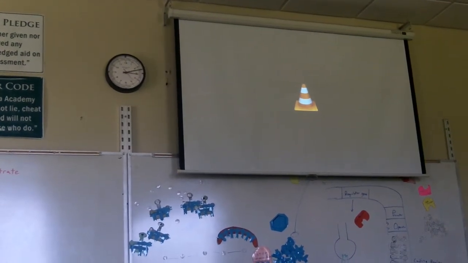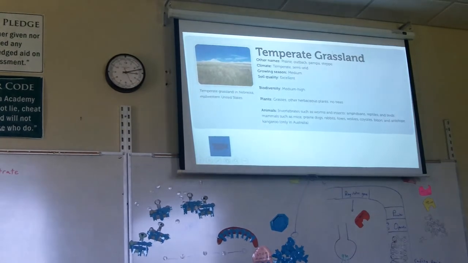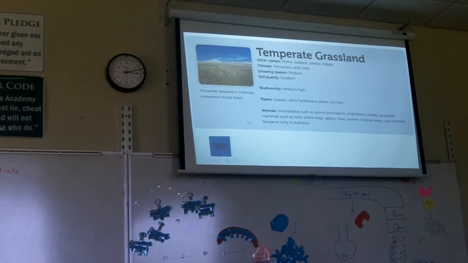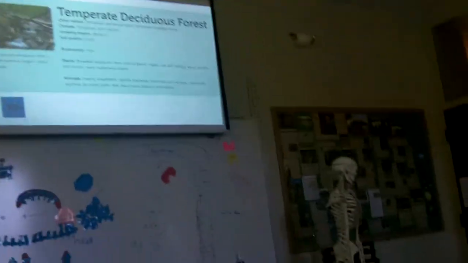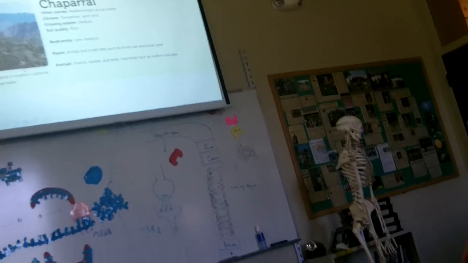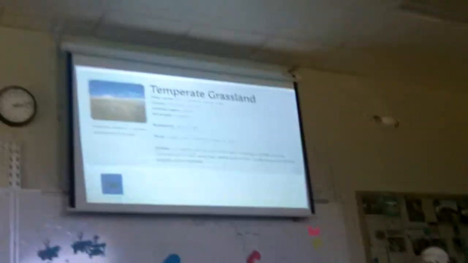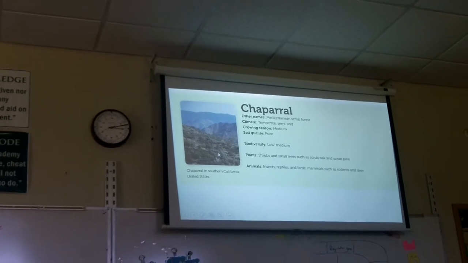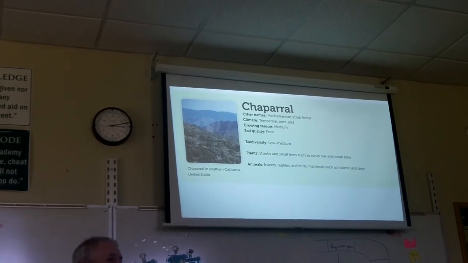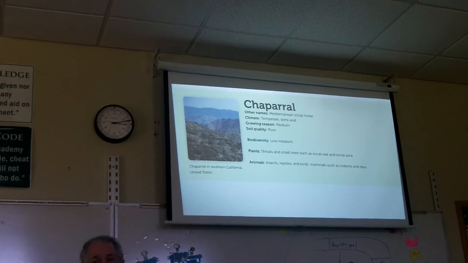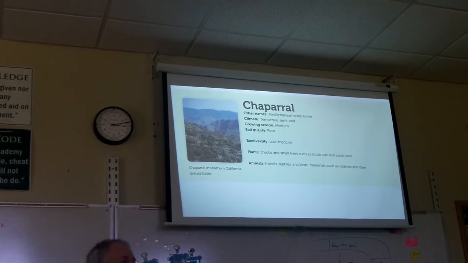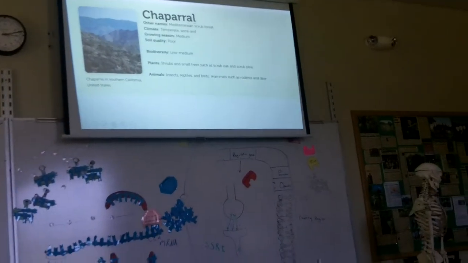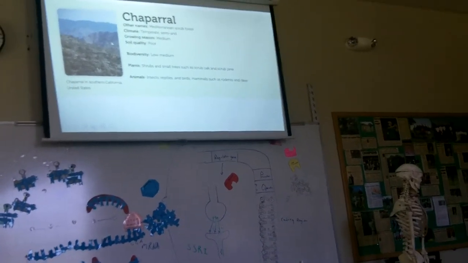So, grassland. Excellent soil quality in grasslands. Now, chaparral is kind of like bushland instead of grassland. You see a lot of bushes everywhere. And they have chaparral if you've ever been out in California and kind of seen what it looks like out there.